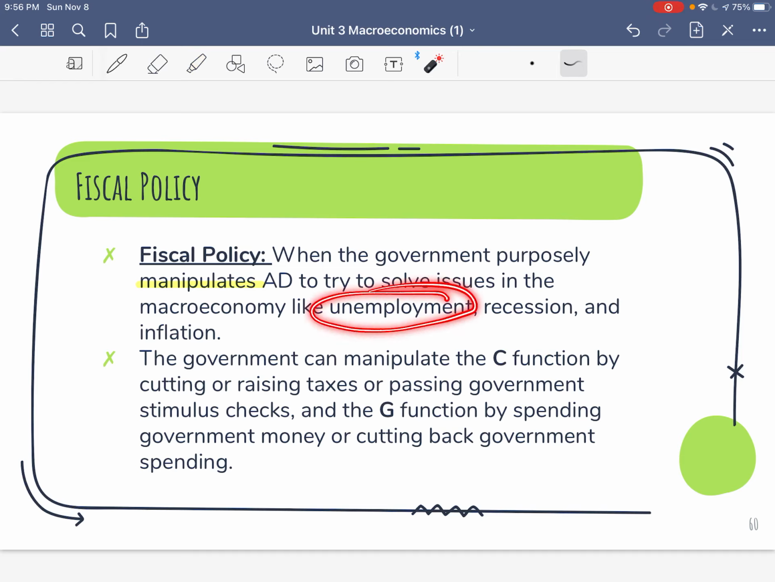Unemployment would be people don't have enough jobs, or there's not enough people with jobs. Recession would be we're not putting out enough stuff, the GDP is not increasing. And inflation would be things are too expensive. And those are issues that the government has the power to fix using fiscal policy.